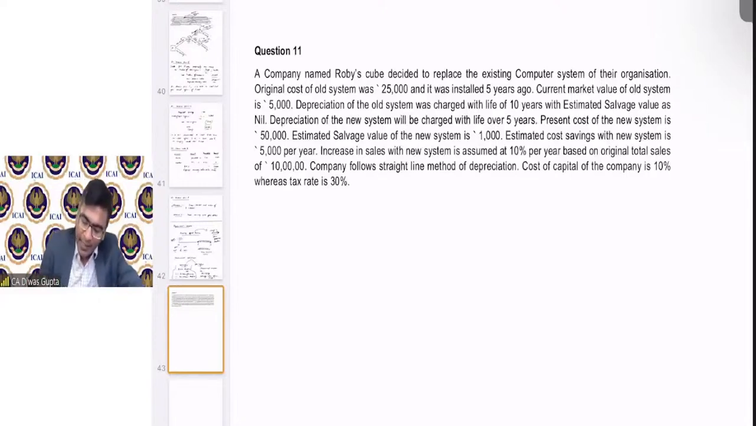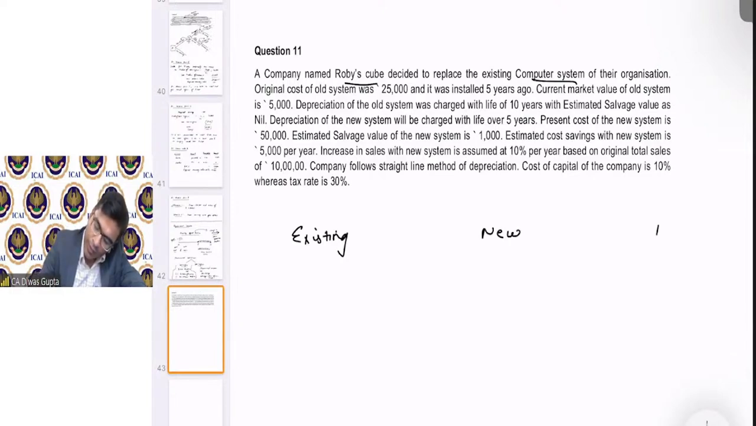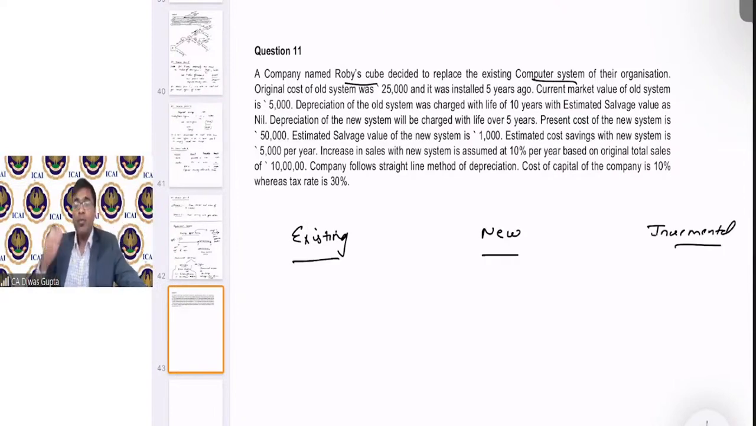So it says that a company named Robbie's Cube decided to replace the existing computer system. Let us put down all the facts. Existing, new, and incremental. So students, please note that these type of questions have a lot of factual data. In your exam or while solving the question, it might be possible that you might miss some of the factual data. So better to put all those factual figures in the form of bucketing, right? I'm putting a bucket. Existing, whatever facts are given, I will put here. New, whatever facts are given, I will put here. And whatever is the incremental thing, that also I will put here.